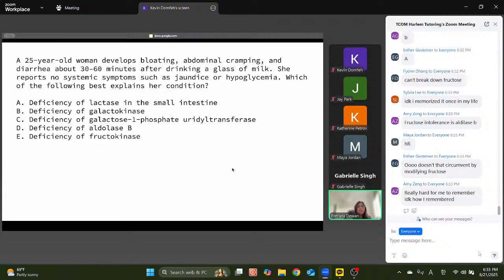Okay, next question. A 25-year-old woman develops bloating, abdominal cramping, and diarrhea about 30 to 60 minutes after drinking a glass of milk. She reports no systemic symptoms such as jaundice or hypoglycemia. Which of the following best explains her condition?